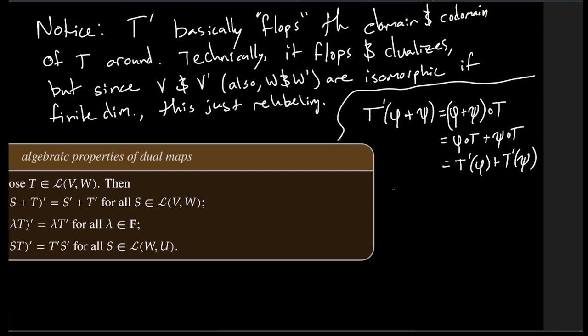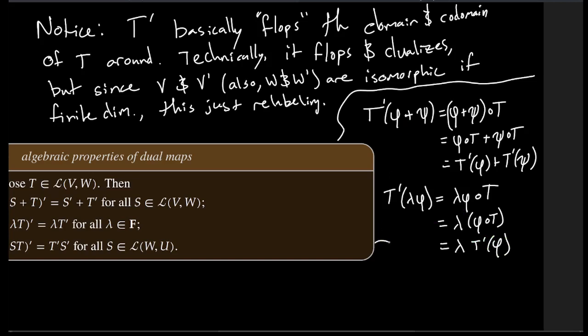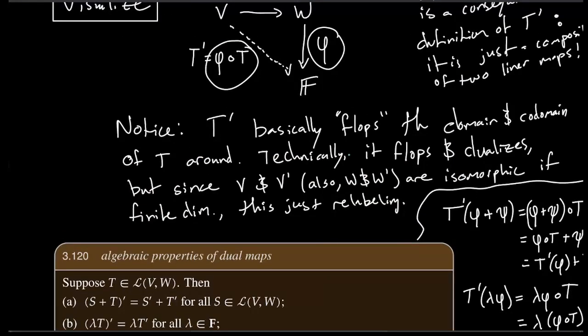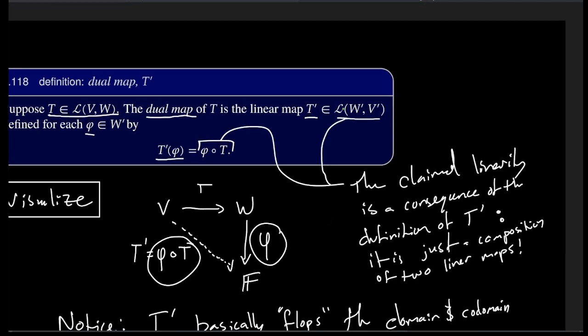Homogeneity, super easy as well. T prime of lambda phi. Well, that's just lambda phi composed with T. But hey, this is just lambda times phi composed with T, which is just lambda times T prime of phi. So we've got homogeneity, and we've got additivity, we've got linearity. Okay, cool. So T prime is indeed a linear map.